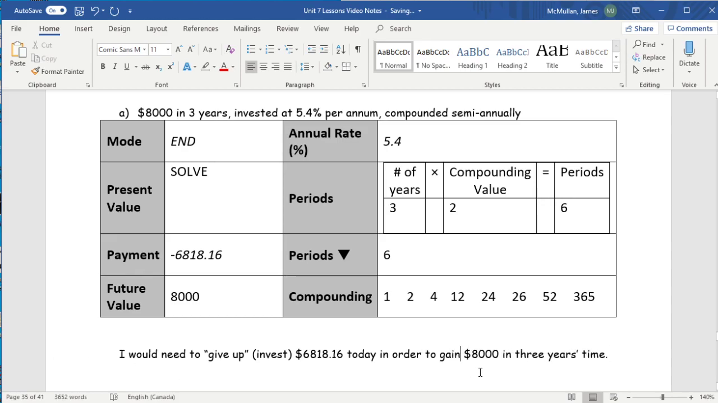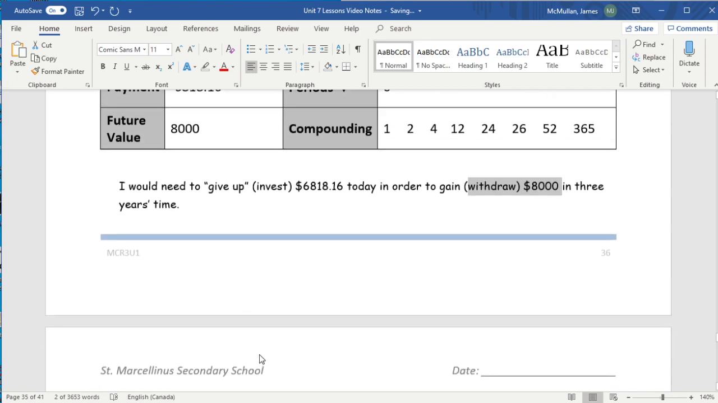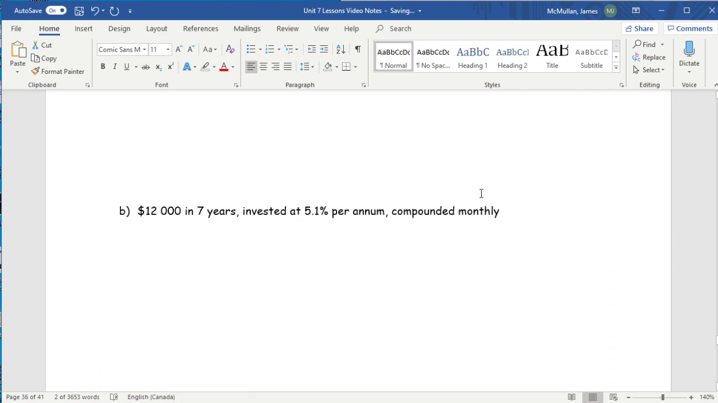Now, technically, it's always your money all along, right? But the reason one sign is positive and negative is the idea that when you give it up to invest it, you can't use it for anything else. Whereas when you gain it at the end of the process, you could use it for something else. So that's why it's a positive. Okay? Again, I think you get the idea.